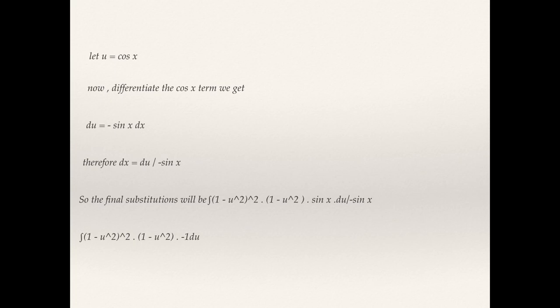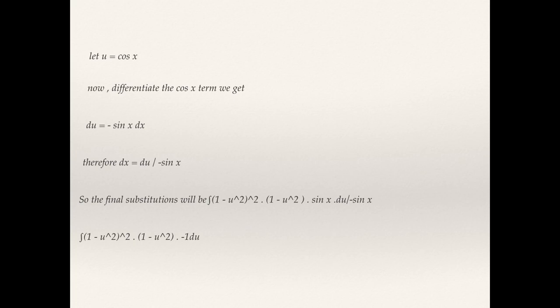Now we have to look for a pattern. Because there is sine x, and we know that the derivative of cos x is minus sine x, we can use the u-substitution method. We can substitute u as cos x and integrate very easily because sine x will be cancelled out. Let's see how. Let u equal cos x. Differentiating, we get du equal to minus sine x dx, right?